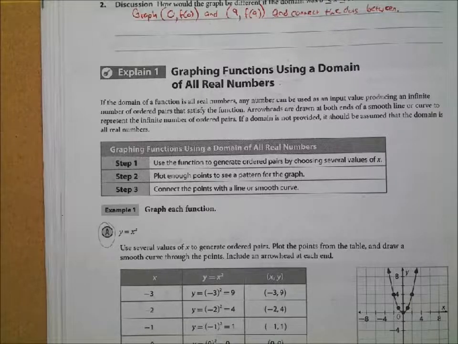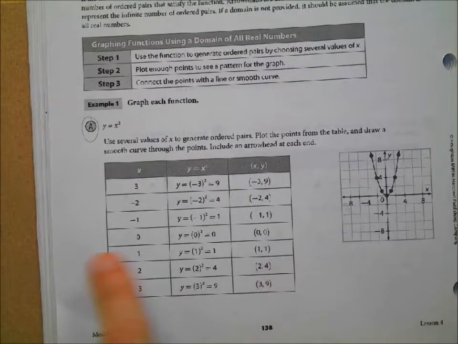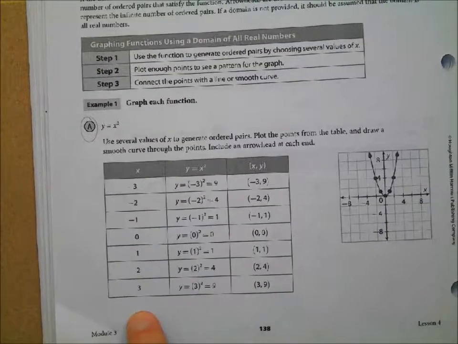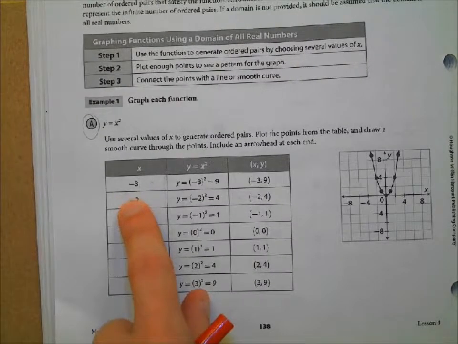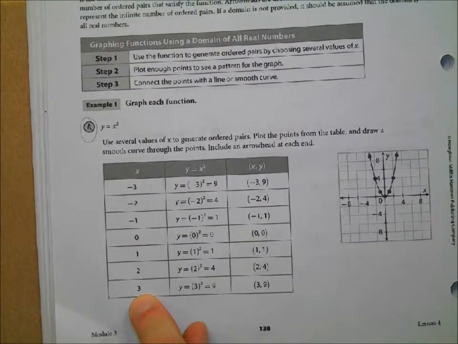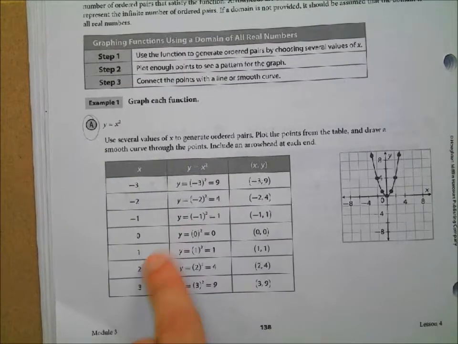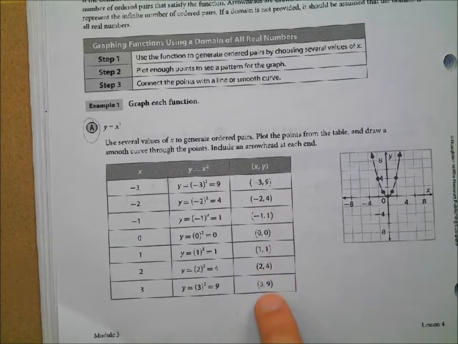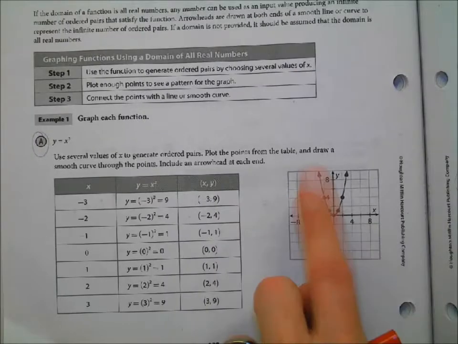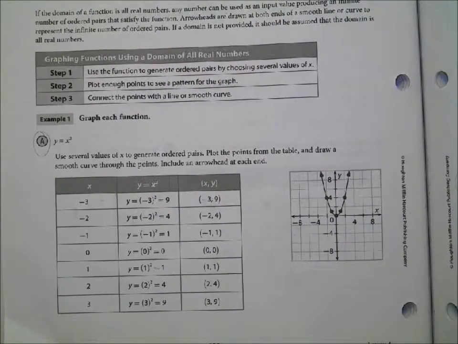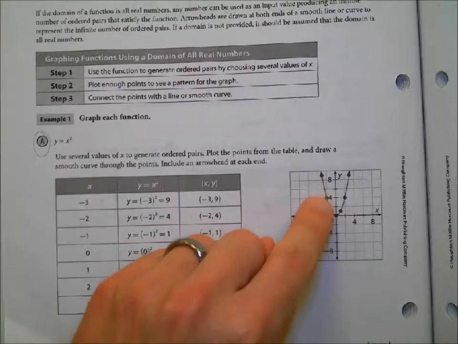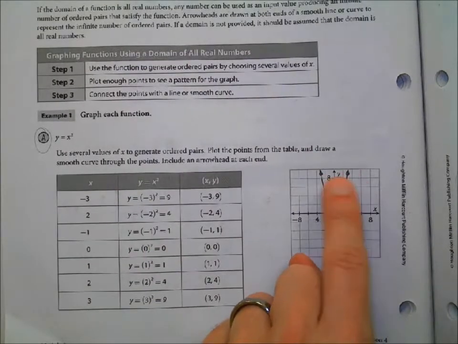Is there a restriction on our domain in this problem? No. So that means we can pick any numbers we want. If you look down here, the book did that for us. We picked some x values and plugged them in: -3, -2, -1, 0, 1, 2, and 3. That's 7 points. You plug each one in for x, solve for the matching y value, come up with your coordinates, and plot the points. Then there it is, connecting the dots. Notice they even put arrows at the end to show that it keeps going.